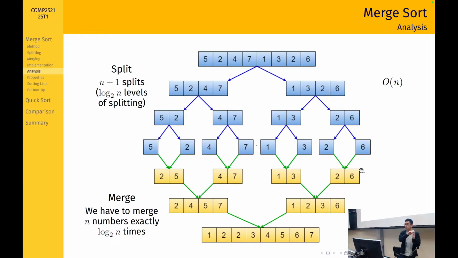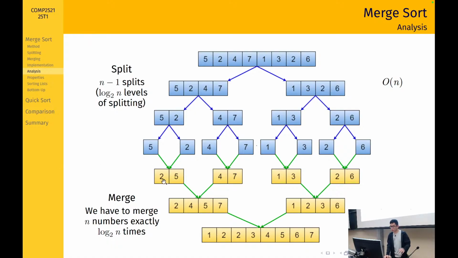But if we sum up the cost of merging across the entire level, that's going to be n in total, where n is the original size of the array. So for this array, we have 8 elements. The total cost across this entire level is 8 steps, or 8 comparisons.